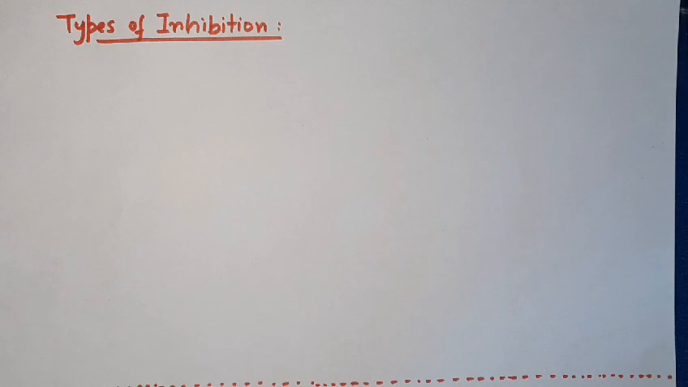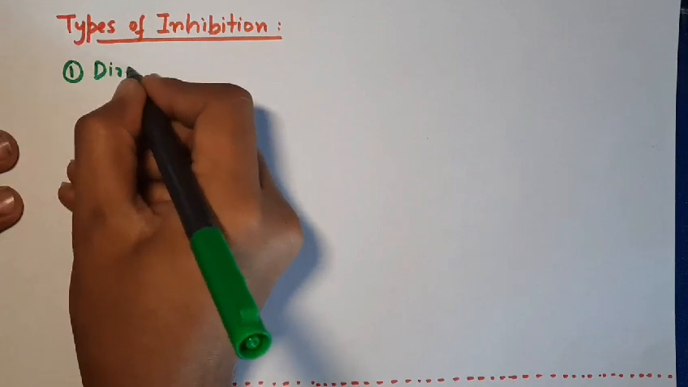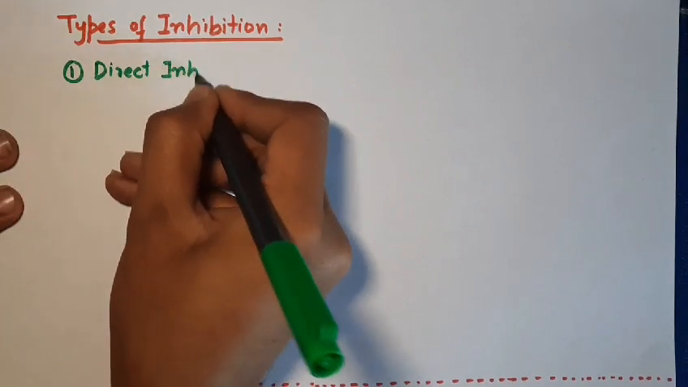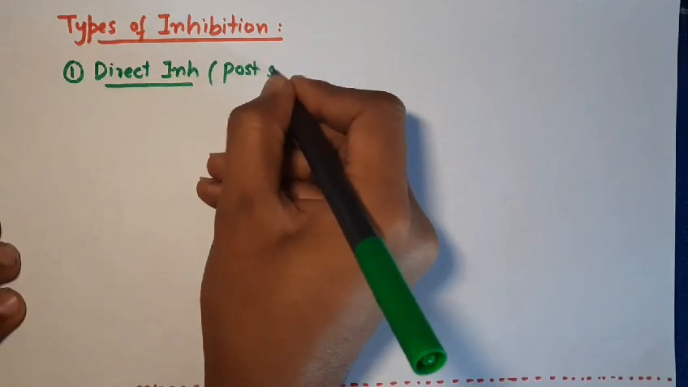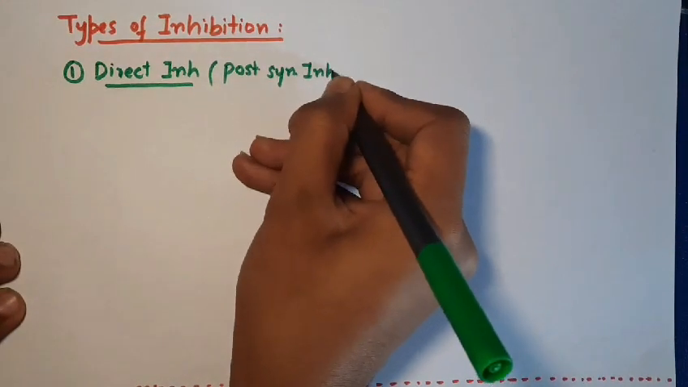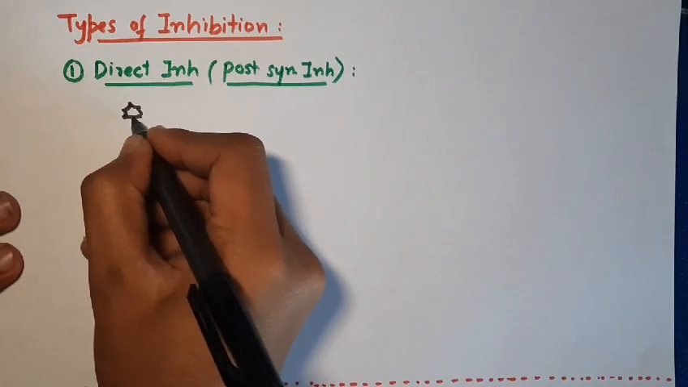Now let us discuss another important topic from sensory physiology, that's the types of inhibition. There are 5 different types of inhibition. The first type is called direct inhibition. It's also called postsynaptic inhibition. So what is direct inhibition or postsynaptic inhibition? Let us try to understand it with the help of a simple diagram.